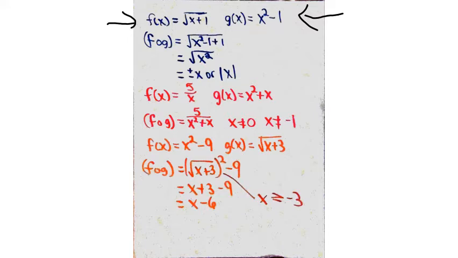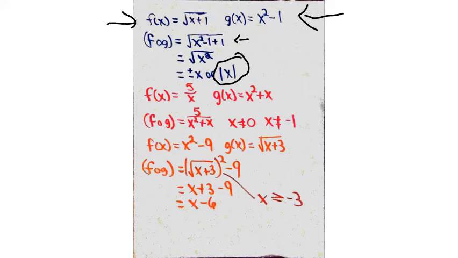And so just like we did before on f of g, I'm going to substitute the equation for g of x, x squared minus 1, into f. That's going to give me the square root of x squared minus 1 plus 1. And that's just going to give us the square root of x squared, which of course is x, or specifically plus or minus x, or we could express this as the absolute value of x.